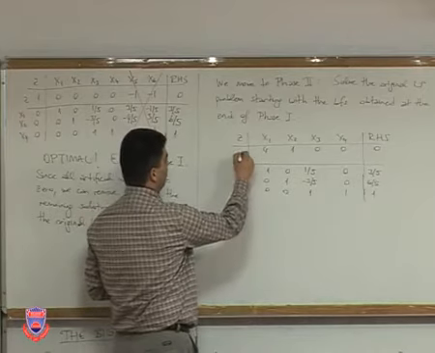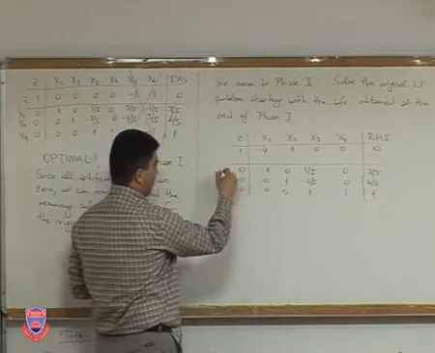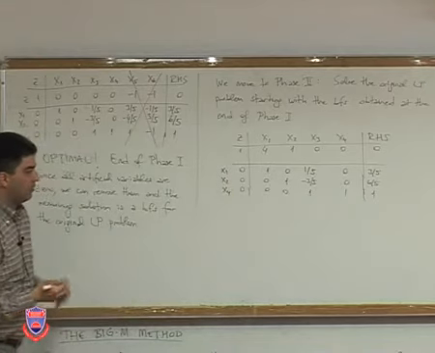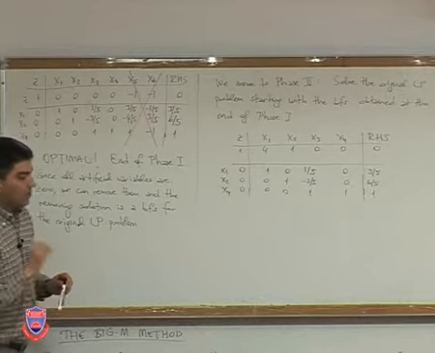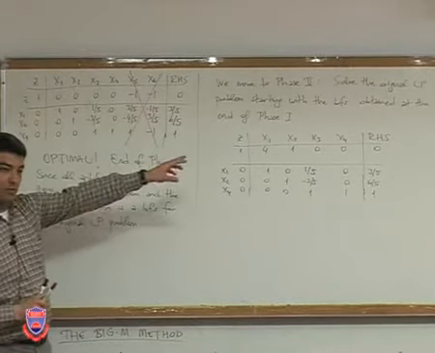Okay. My basic variables are the same, x1, x2, and x4, just like we had in the last tableau over there. So now I want to solve the original LP problem. That's why I'm using the objective function of the original LP problem.